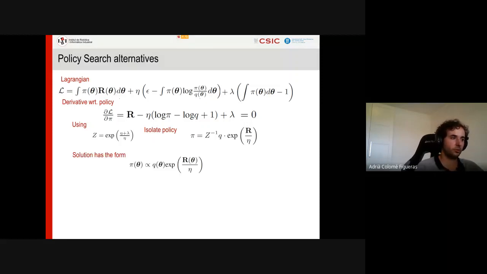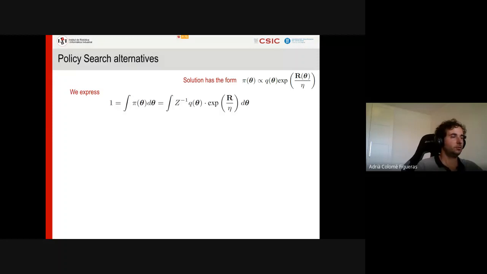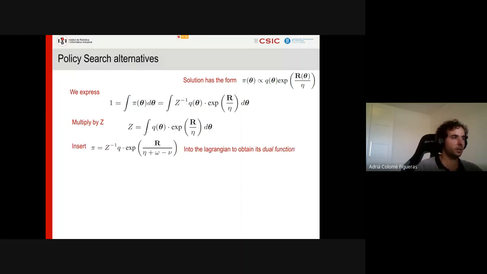So basically the solution is proportional to the current policy weighted with the exponential of the reward divided by this Lagrange multiplier. And this is a very interesting property, which will be used later. So we can then express that the probability distribution of the policy adds up to one, and we substitute the policy here, and then we multiply by z, and we can insert the policy that we obtained into the Lagrangian, and then suddenly we obtain this dual function. So basically we did a lot of algebraic manipulation, and we end up finding this dual function solution. And we can optimize this function and find the eta parameter, that is the Lagrange multiplier. And with this Lagrange multiplier, we can actually update the policy.